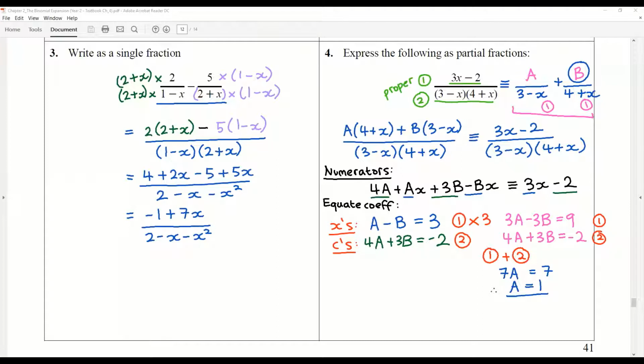And let's substitute our result in, let's say the first version of 1 that we used. So in other words, A subtract B equals 3. If I put A into that, we're going to get 1 subtract B equals 3. So in other words, B is going to equal -2. Okay, and we're finished.